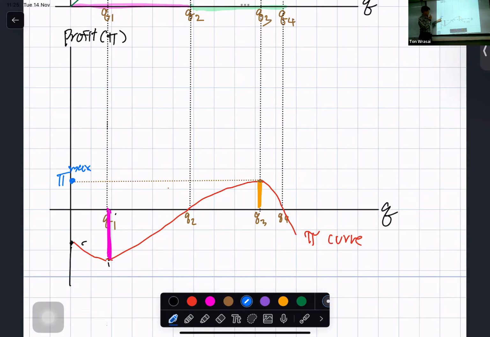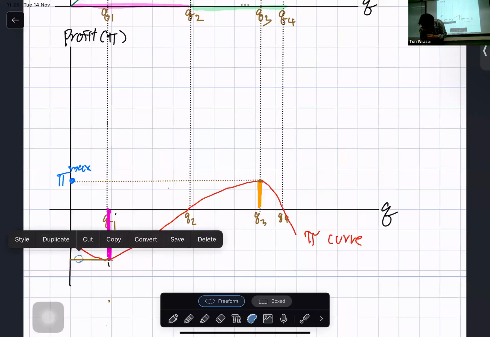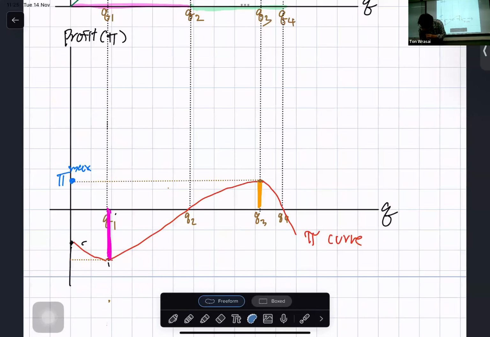Pi max. And here, pi min. The worst case is here, produce Q1. The best scenario, produce Q3. Pi max and pi min. Also notice the crossing points, pi 0, Q2 and Q4.